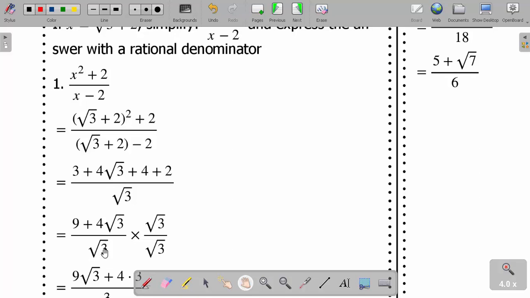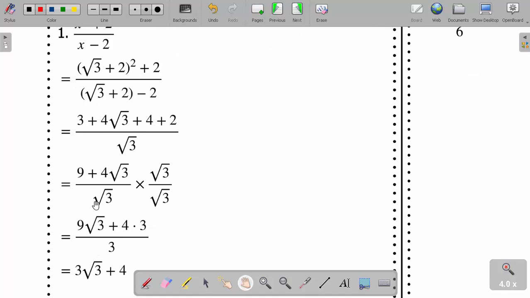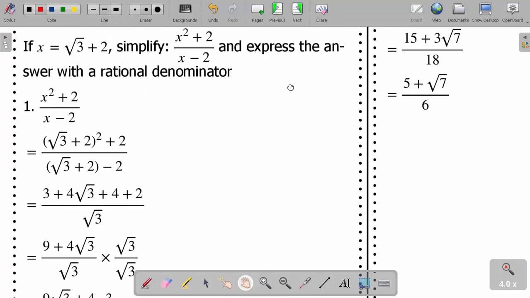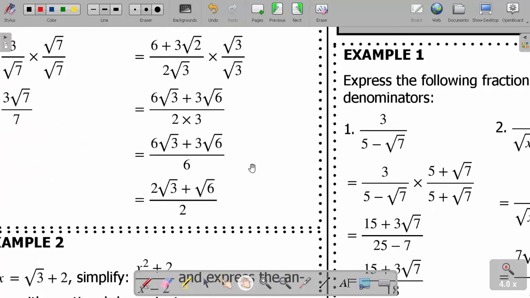So I'm going to rationalize again, multiply by root 3. So now that gives me 3 in the denominator, and then when I distribute, I'm going to get 9 root 3, and then plus 4 root 3 times root 3, which gives me 12 actually. So I'm going to be having 3 root 3 plus 4. Hope we are still together.